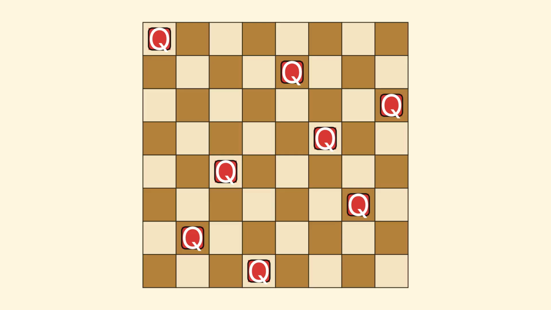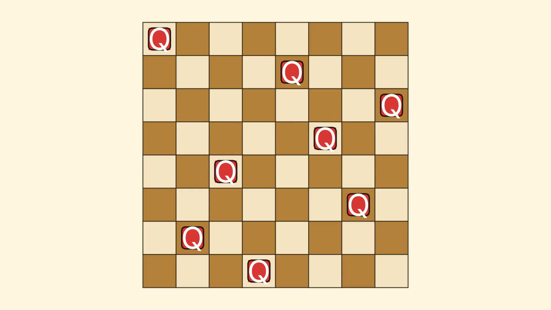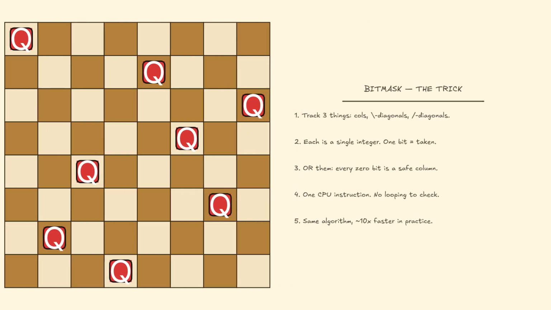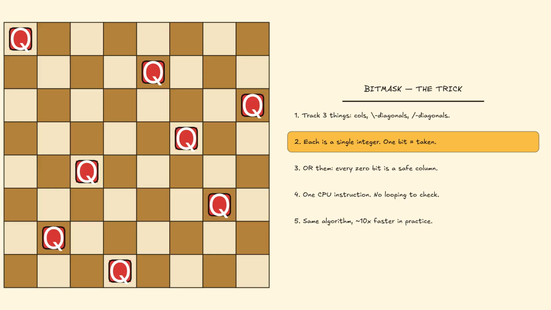All right, now if you want to go really fast, there's one more trick. It's called bit masks. And again, I'm not going to show code. I want to show you the idea. Step 1. Instead of remembering which queens went where, we just track 3 things: which columns are already taken, which falling diagonals are taken, and which rising diagonals are taken. Step 2. Each of these 3 things is stored as a single integer. Bit 0 is column 0, bit 1 is column 1, and so on. A 1 means taken, a 0 means free.